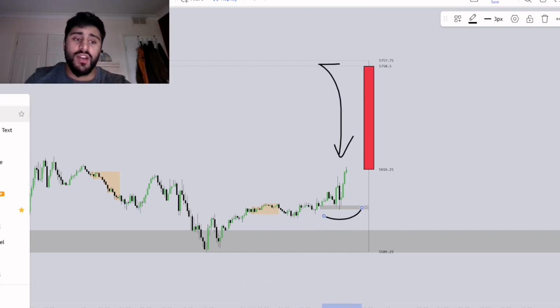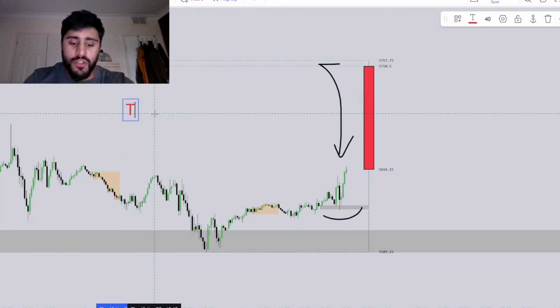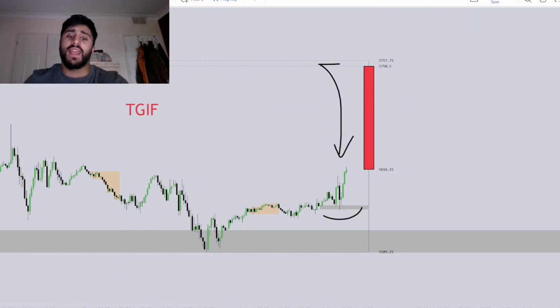The ICT TGIF reversal is very simple. It's "Thank God it's Friday," or something like that. So it's essentially the reversal at the end of the week.